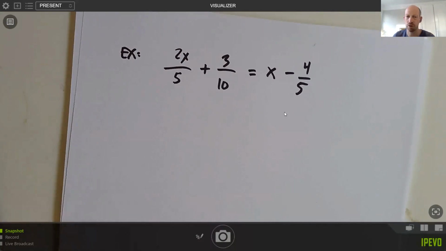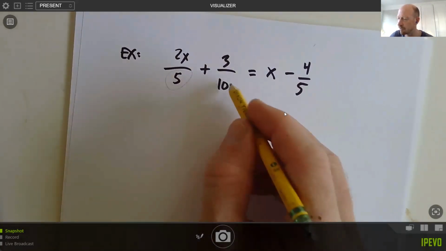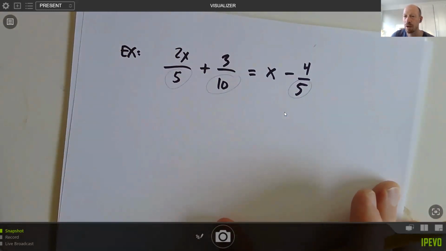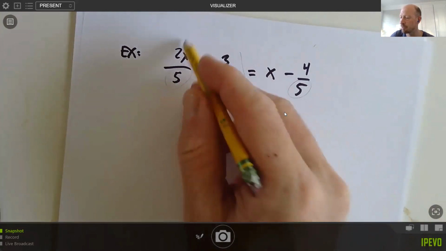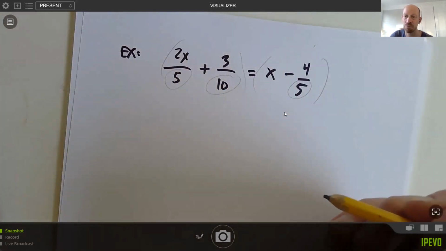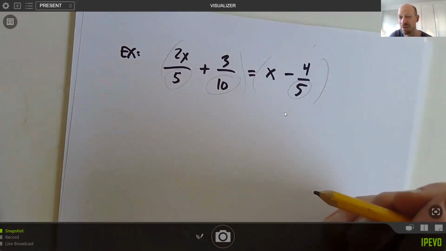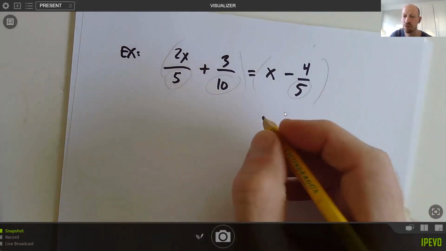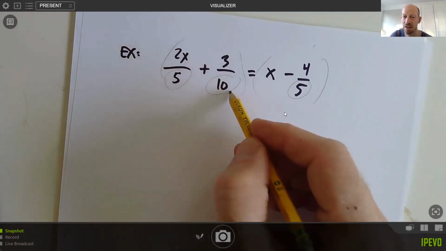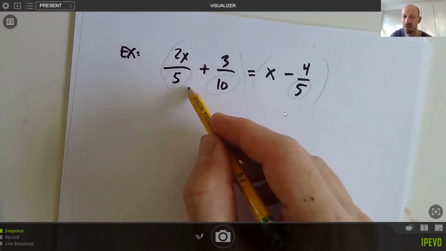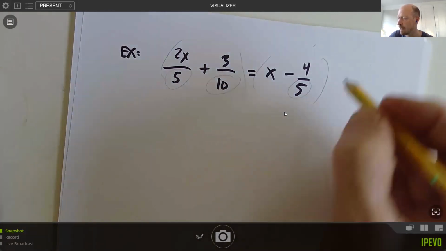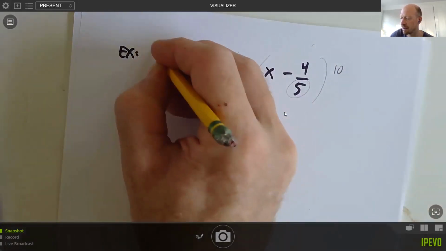So my goal here would be to eliminate these denominators. The way we do that is we multiply both sides of the equation by something, right? That something is actually called the least common denominator, but you can also focus on just something that's going to cancel out all of these denominators. So in this case, I'm going to multiply both sides by 10.